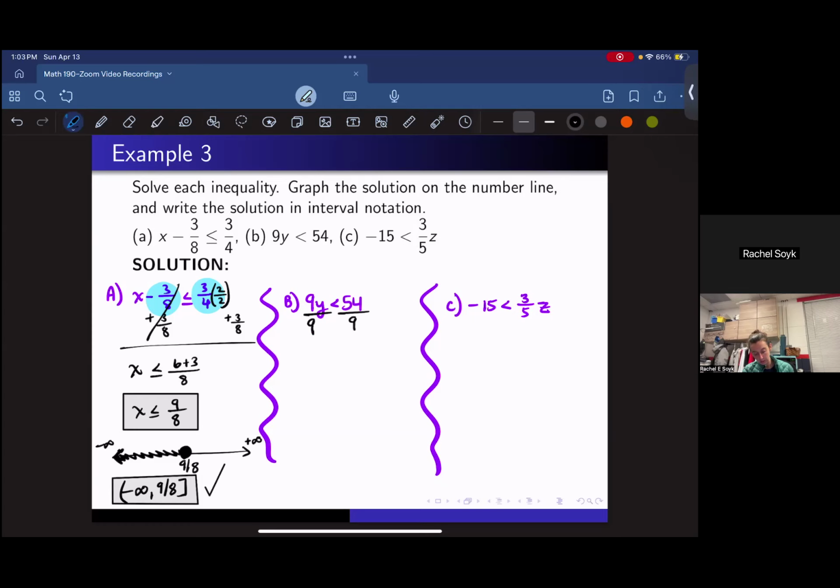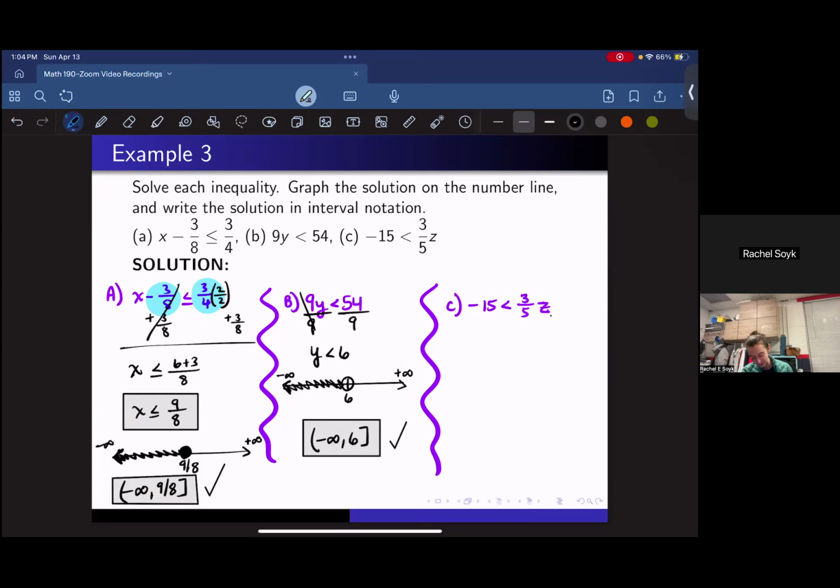We divide both sides by 9. So we're just looking at y is less than 6. Let's graph this on a number line. It's an open circle because we're not including 6, and then we're shading all values to the left. In interval notation, this looks like all values from negative infinity to 6. And then we're done.